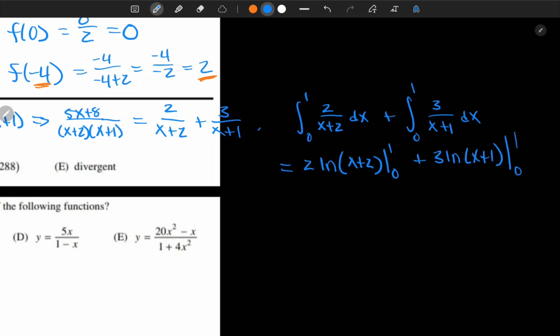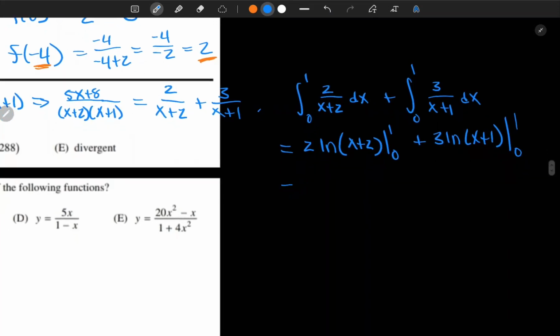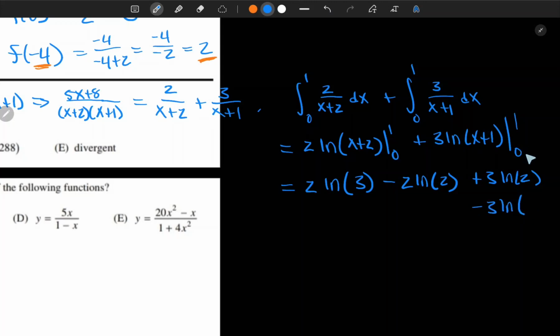And solving for these, we see that this is 2 times the natural log of, well, plugging in for 1, this is the natural log of 3, minus 2 times the natural log of 2, because we plug in for x is equal to 0. Then we add 3 times the natural log of x plus 1, where x is equal to 1, so this is the natural log of 2. And then we subtract 3 times the natural log of x plus 1 where x is equal to 0. But that's just the natural log of 1. But we know the natural log of 1 vanishes. So that goes away.